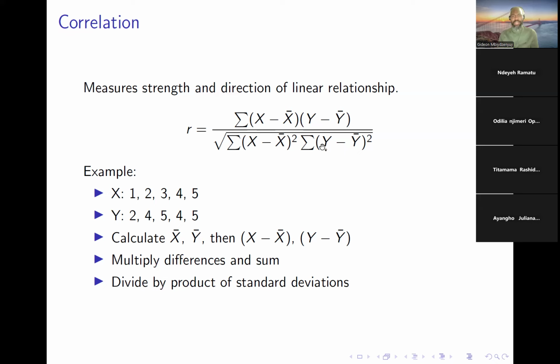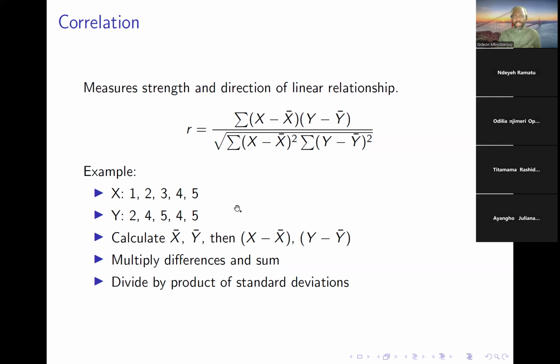This doesn't resemble any statistics that we've seen before in terms of standard deviations and so on. This is just the difference between every measurement in X and the mean of X squared, and the difference between every measurement in Y and the mean of Y squared. And then you sum each one of those and multiply by each other. And then you take the square root.